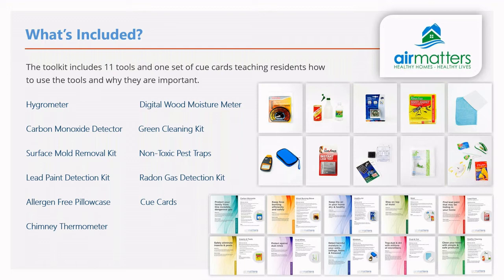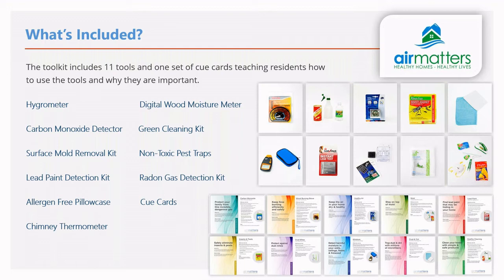The surface mold removal kit, so I talked about that squeegee, scrub brush, Bonami. Lead paint detection kit, so that's an instant test that shows if the paint in your home has lead in it. And of course, if your home is built prior to 1978, there's a high likelihood that there is lead. So we do recommend to definitely test if your home is an older home.